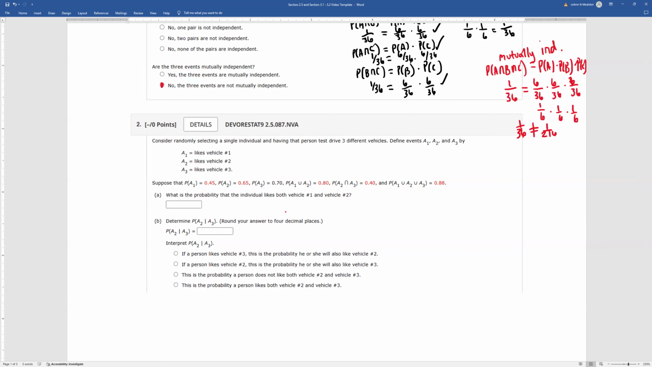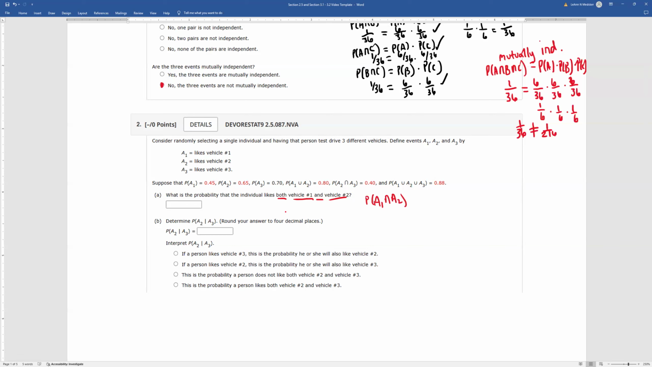We know the probability of the union of A1 and A2 is 0.8. We know the probability of the intersection of A2 and A3 is 0.4. And we know the probability of the union of all three is 0.88. Now, we want to ask the question, what is the probability that the individual likes both vehicle 1 and vehicle 2? Okay, so that is the probability of A1 intersect A2. That's what we're looking for.